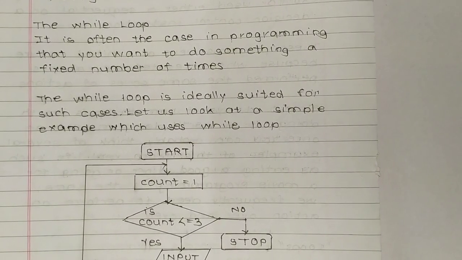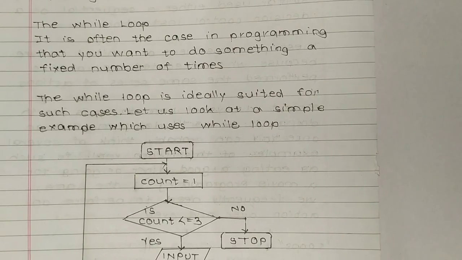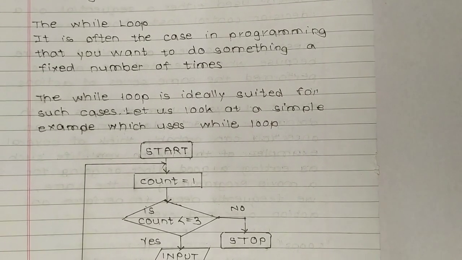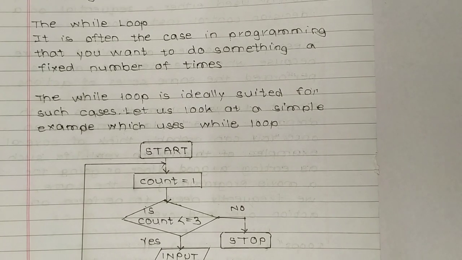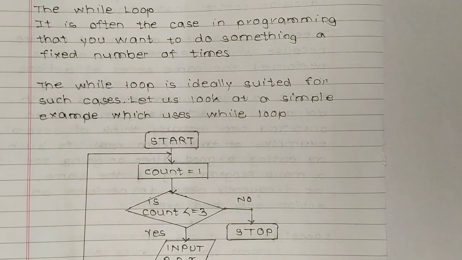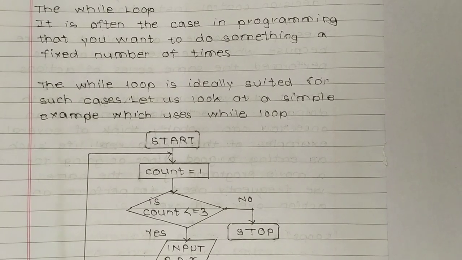The while loop. The while loop is one of the loops in programming by which we can do a certain task repeatedly. It is often the case in programming that you want to do something a fixed number of times, that means we want to do some calculation or task repeatedly. The while loop is ideally suited for such cases.